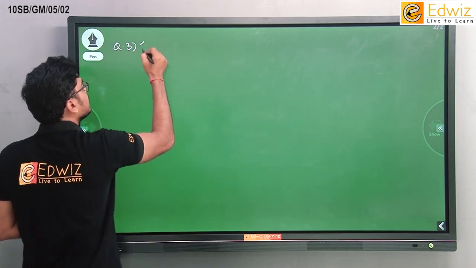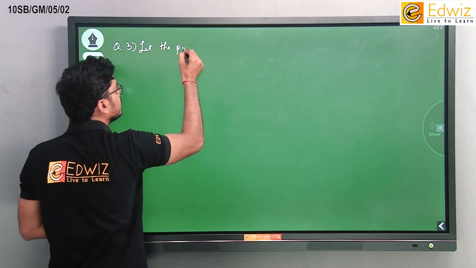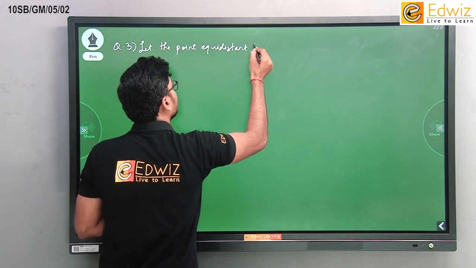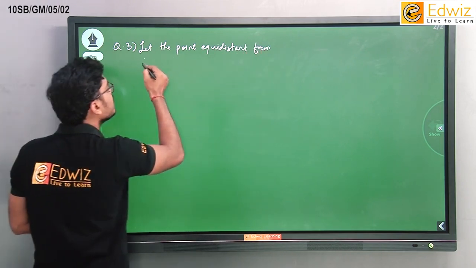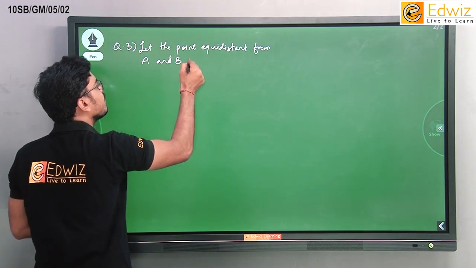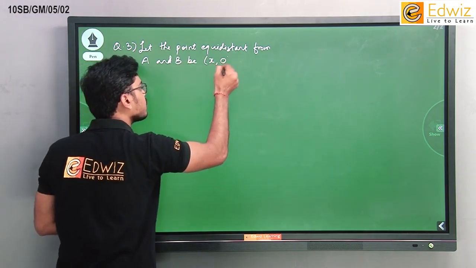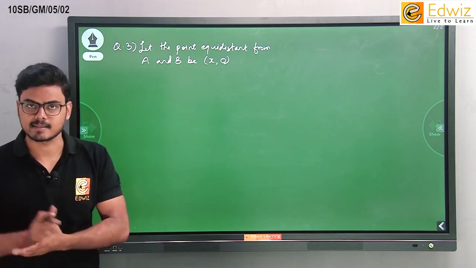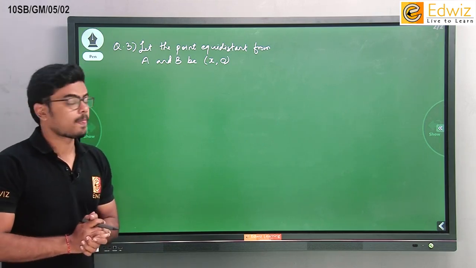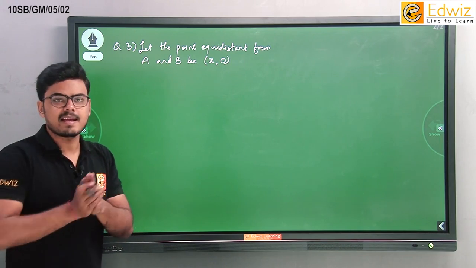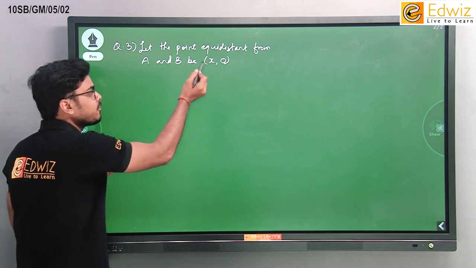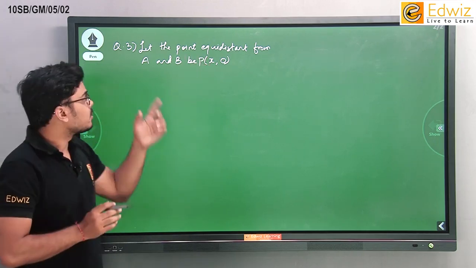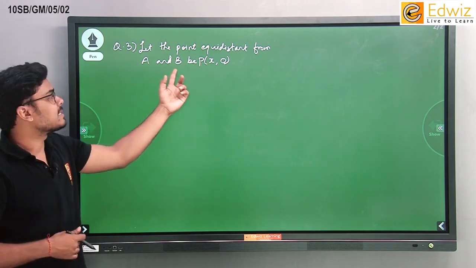So let the point equidistant from A and B be x, 0. ठीक है, y वाला coordinate compulsorily 0 लिया है हम लोगों ने because the point lies on x-axis. ठीक है, it has been given to us in the question. Now if this point is equidistant from A and B, that means distance of point A to this point, let us say it is point P. Okay, point P x, 0. So distance AP will be equal to distance BP.